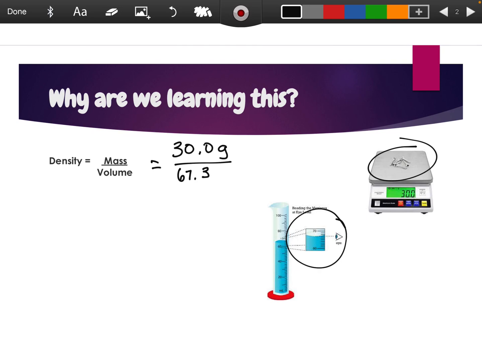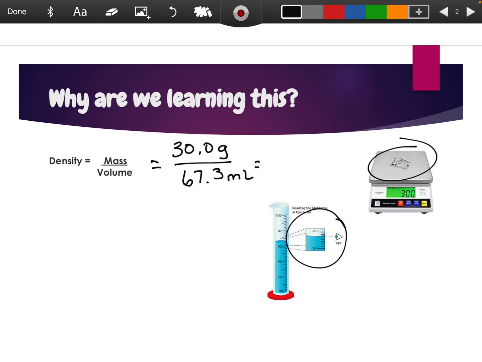67.3. Remember, the 6 and the 7 in this value are known digits. So we know 65, we know 66, we know 67, we know 68. So we know values to the tens spot. So we have to estimate one decimal place past our known values. All right, so then this is going to be milliliters.